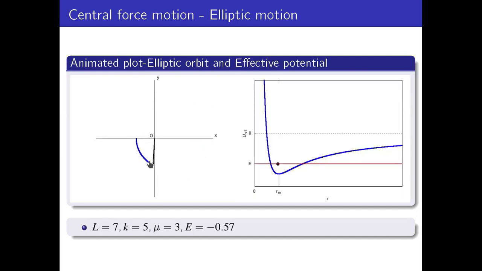And in this animated plot, we see the elliptic orbit at the left and the effective potential and energy at the right. This black dot shows the R value corresponding to the orbital motion. And as it can be seen, R changes between the intersection points of the energy and the effective potential, which are the turning points.